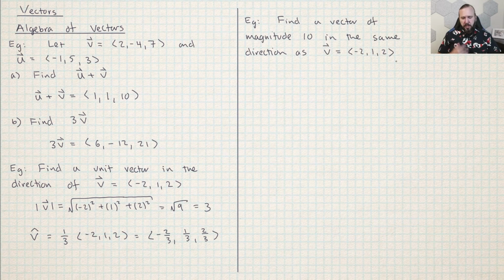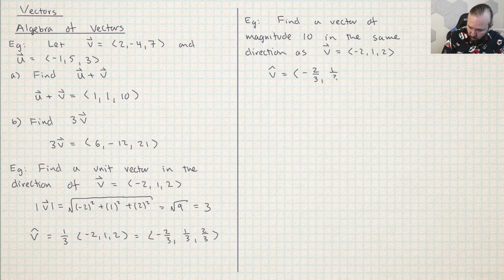Really common question here as well. Oftentimes we're in a situation where we have a vector and we don't want to change the direction, but we do want it to have some different magnitude. So in this example, I want a vector that's in the same direction as v, but I want it to have magnitude 10. My method for doing this is the first thing I'm going to do is turn v into a unit vector. We already did that, so that's -2/3, 1/3, 2/3.